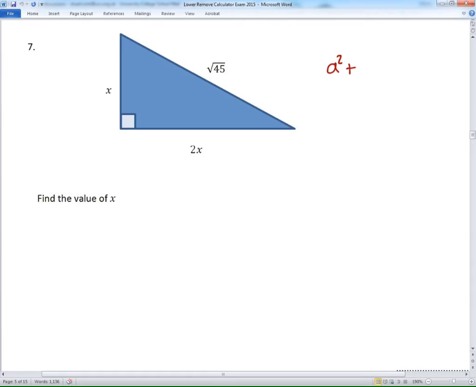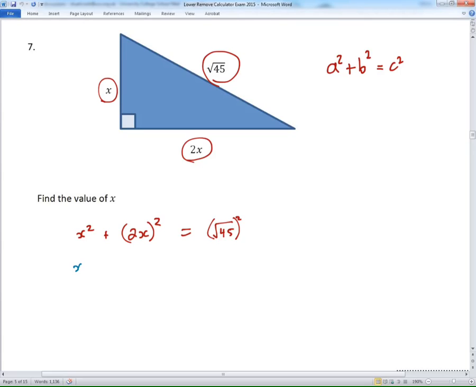Okay, question 7 is another right-angled triangle, so it's another Pythagoras question. Very few students got this correct, and that came from not squaring terms correctly. So a reminder, Pythagoras is a squared plus b squared is c squared. A we can say is x, so we have x squared. B we could say is 2x, so we're going to have 2x all squared. That was the most common mistake, is not to square 2x, but just to square the x. And c is root 45, so we have root 45 squared.